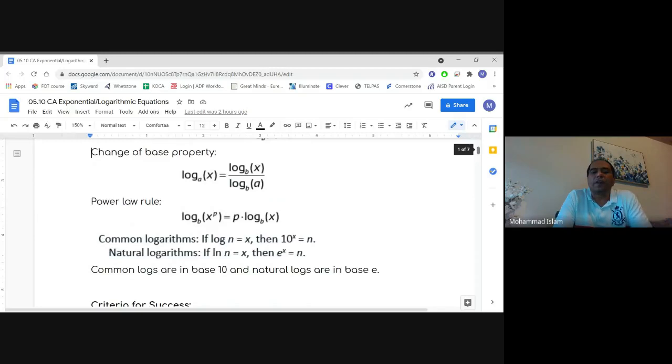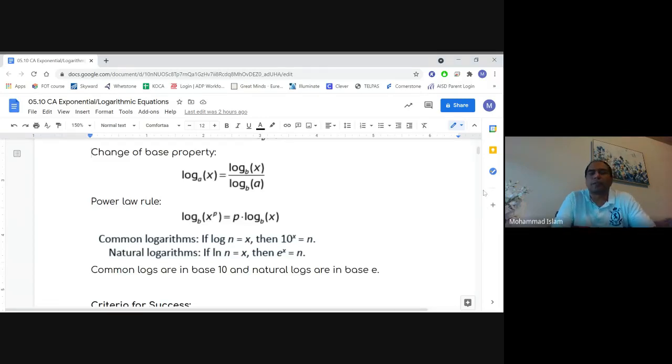And then the third is called the power law rule. If you have a log and inside the log you have an exponent, then this power can come out and you can continue on with the log. So log base b of x to the power p is the same as p multiplied with log base b of x. The power would simply come outside the log term.